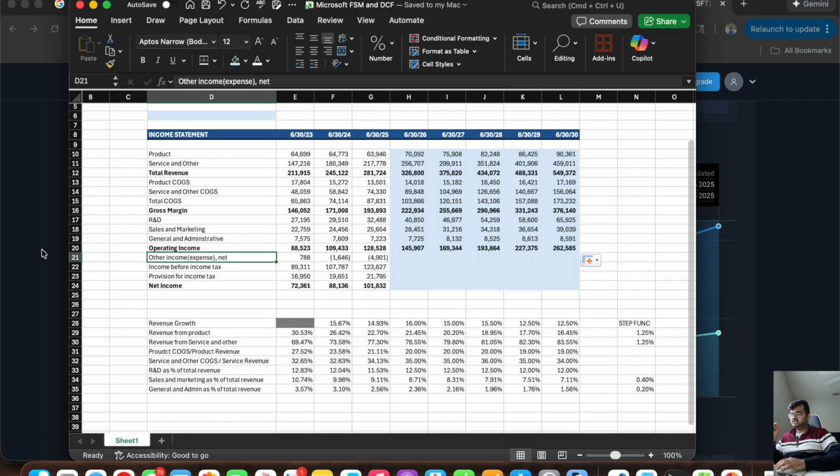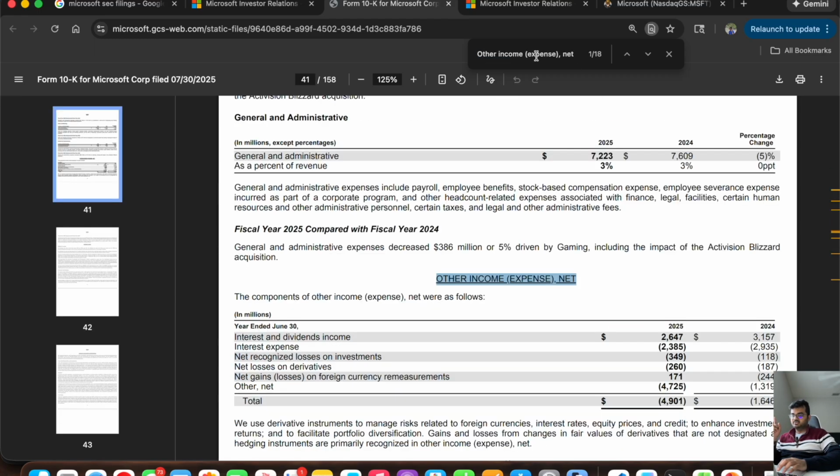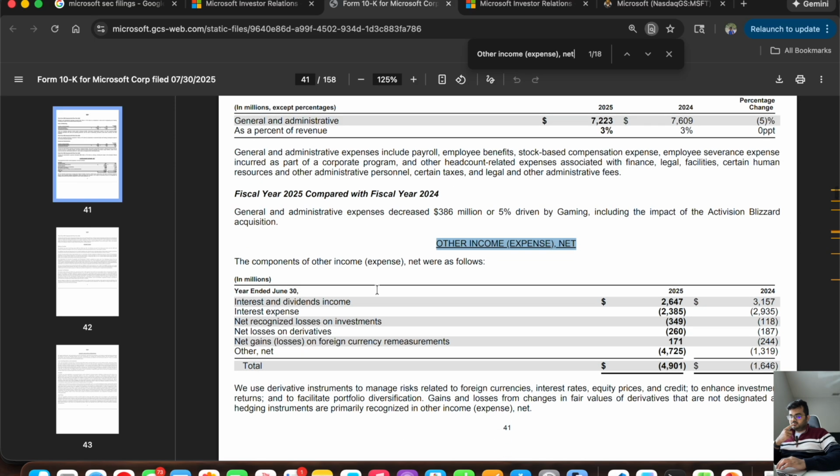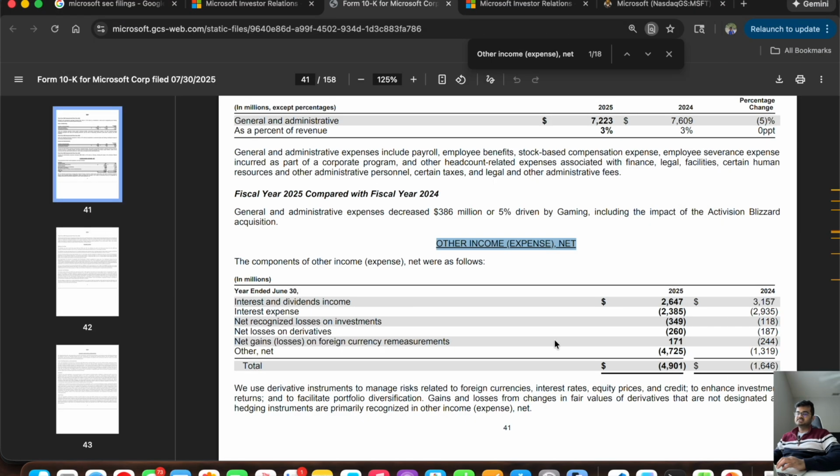Other income or expense, let's go back to our annual report and figure out what Microsoft have meant by this other income or expense net. So for this, what I'll do, just copy this and type it, or there can be other better ways even to do it. So by doing so, we could see this table where table or footnotes might be whatever you wish you can call it. They have given a breakdown of what other income and expenses. If you remember, in our annual report of 2025, other income or expenses negative 4901, that is the number you are seeing here. Then for 2024 it is negative 1646, that is the number you are seeing here.